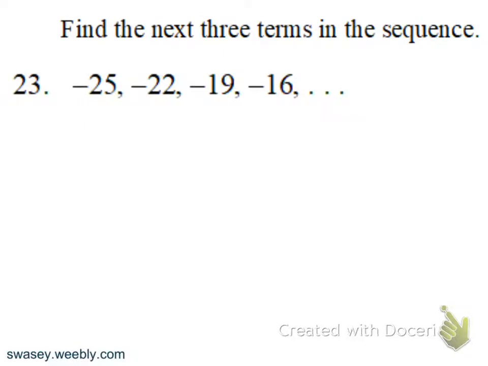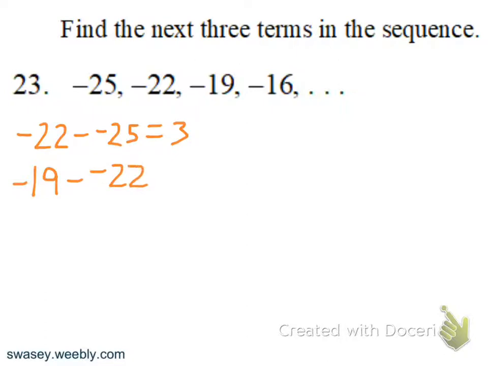Find the next three terms of this sequence. We'll take the second term, subtract the first. We get positive 3. If we take negative 19 minus a negative 22, we get positive 3. And negative 16 minus negative 19, also positive 3. So this is an arithmetic sequence. We've got to keep on going with this.